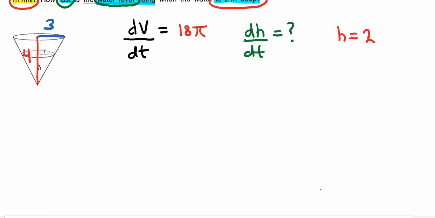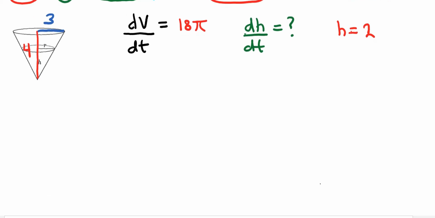All right, in order to move on with this problem, I need to find a formula that connects the volume of this conical tank with the height and the radius. The formula that best works is the volume of a cone: volume equals 1/3 pi r squared times the height. Since the conical tank has the shape of a cone, we will use the volume of the cone.